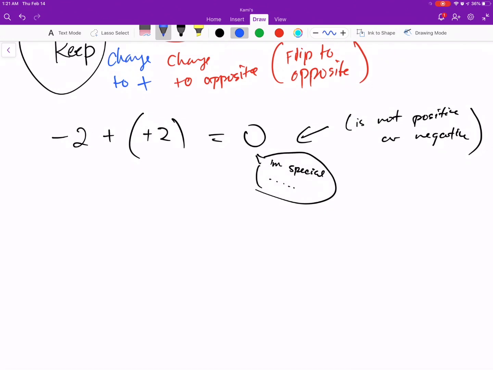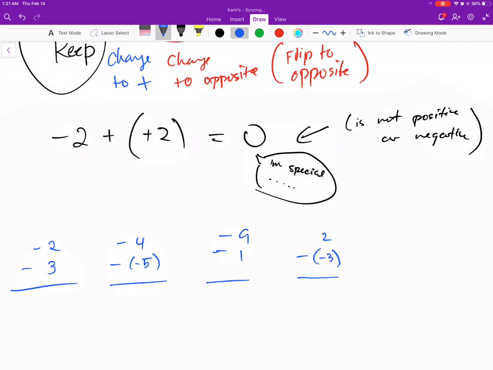Alright, so let's do some exercises of that. Negative 2 minus 3. Negative 4 minus negative 5. Negative 9 minus 1. 2 minus negative 3. And 1 minus 2.